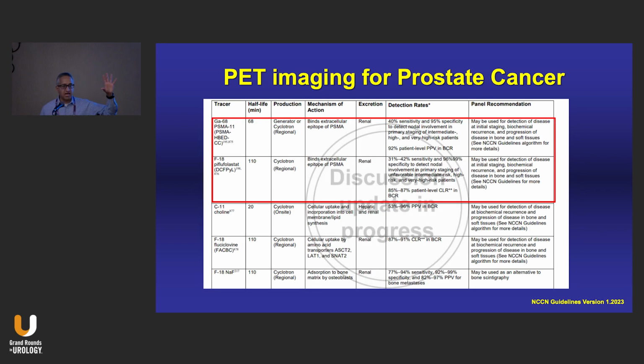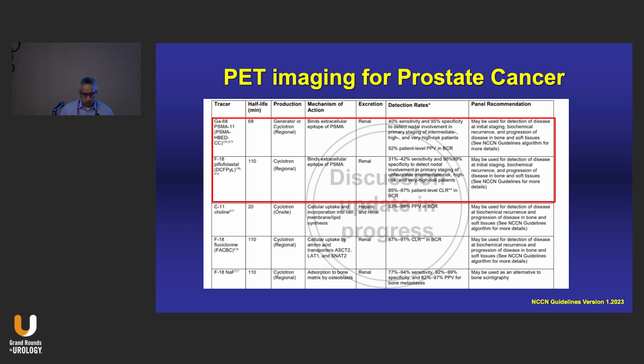So these are the 5 FDA-approved PET imaging agents for prostate cancer. It includes 2 PSMA-based agents. One is gallium-68 PSMA. The other is F-18 Pylarify. I can't really pronounce the trade name, but it's Pylarify, which is also a PSMA-based agent. And then you have 3 others: C11 choline, F-18 fluciclovine, which is ex-human, and then you have F-18 sodium fluoride, which is really for bony disease.